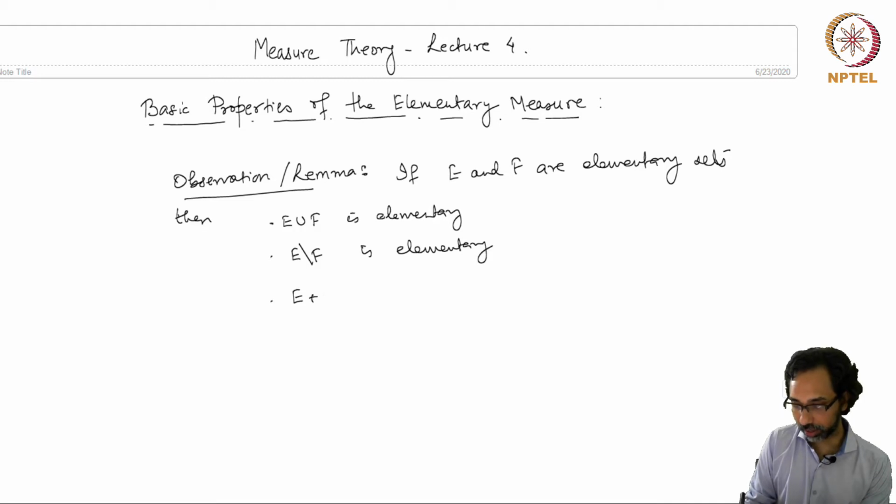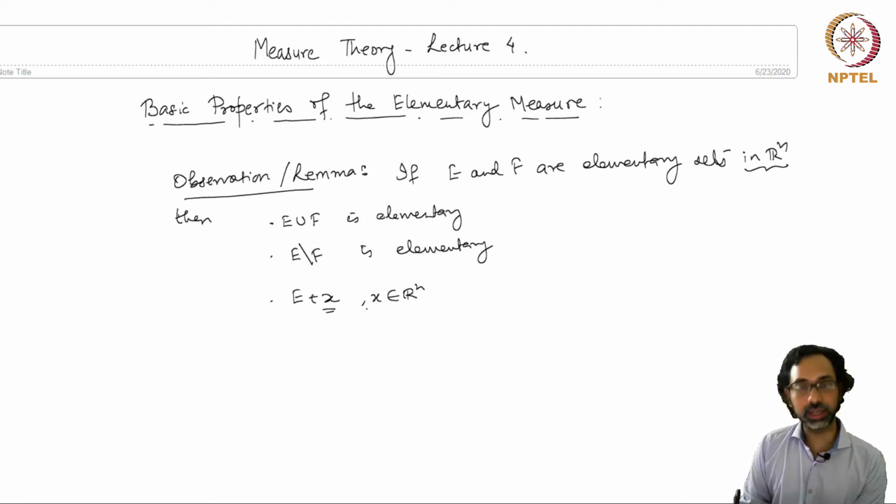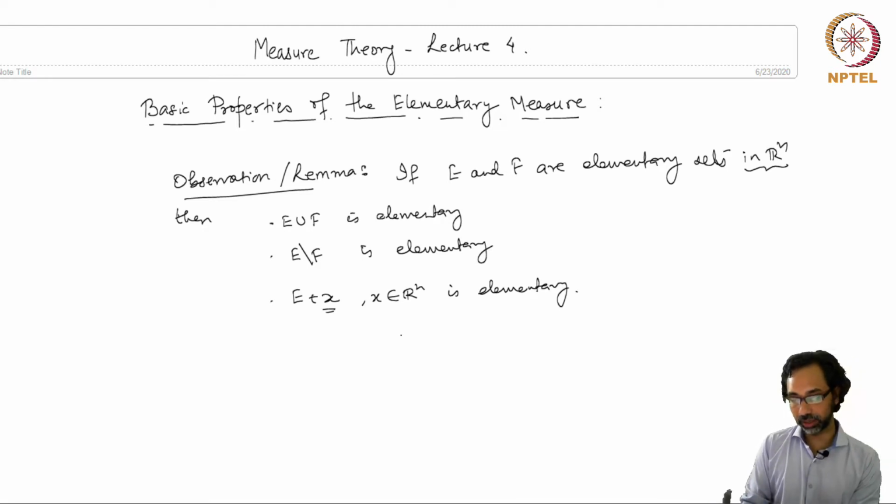and E translated by an element x for x in Rn. So let us suppose that we are in Rn. So if you translate it by a vector x in Rn, then this is also elementary. This we have already seen before, but let us review it here. Now the proof is quite easy.